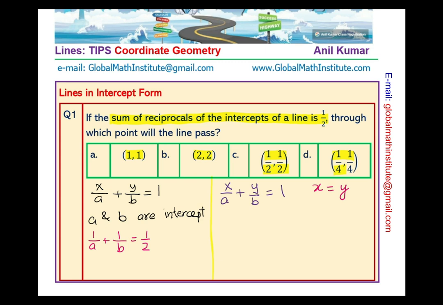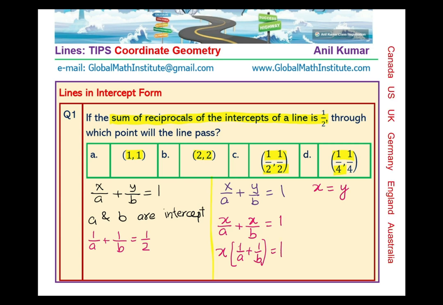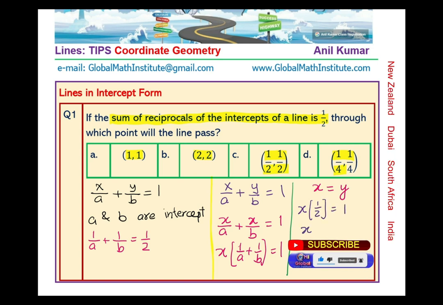So if I put x and y as same, I could write this as x over a plus x over b, right? Equals 1. Taking x common, we get x times (1 over a plus 1 over b) equals 1. And since we know that 1 over a plus 1 over b is half, I could now write this as x times half is 1, or x is equal to 2. And therefore, option B is the right option because then the point will be (2, 2).